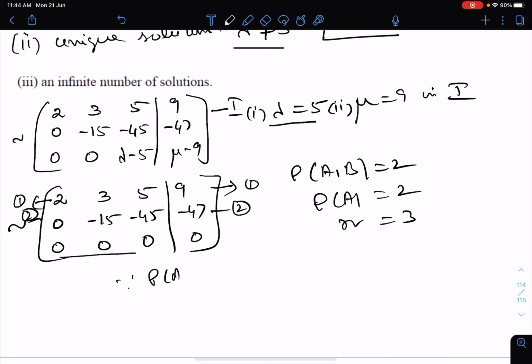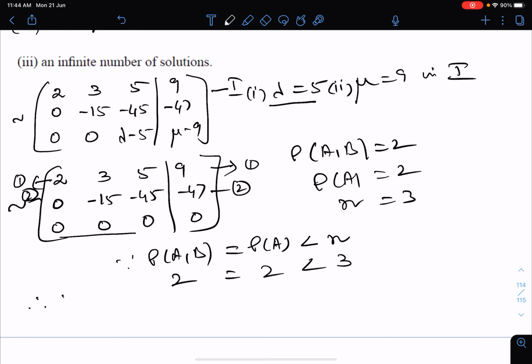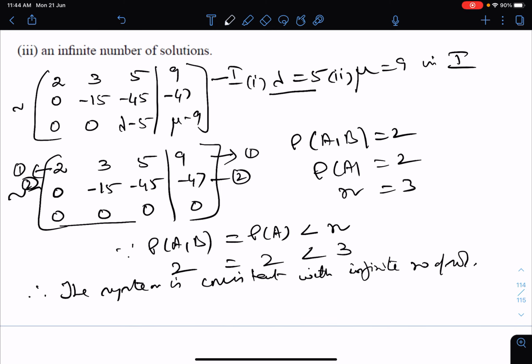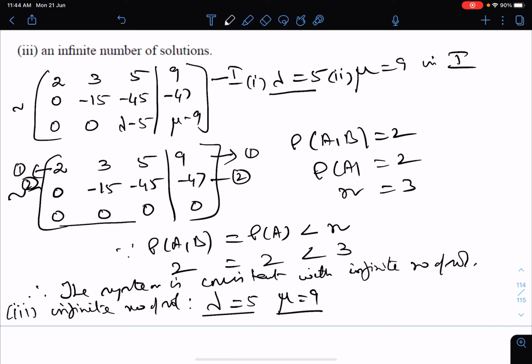Since rank of AB equal to rank of A and this is less than the number of unknowns, this is 2 and this is less than 3. Therefore we conclude the system is consistent with infinite number of solutions. So for the third condition, infinite number of solutions, what are the values for lambda and mu? Lambda equal to 5 and mu equal to 9 are the values.